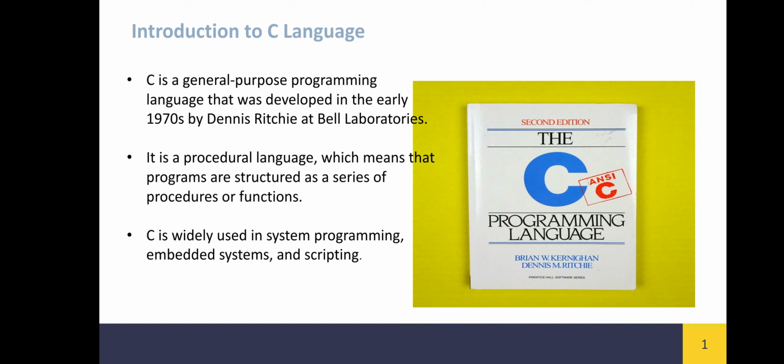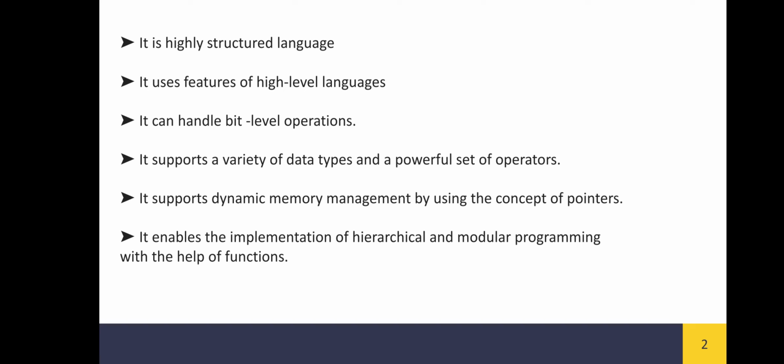C is a general purpose programming language that was developed in the early 1970s, that is 1972, by Dennis Ritchie at Bell Laboratories. It is a procedural language, which means that programs are structured as a series of procedures or functions. C is known for its simplicity, efficiency, and low level control over computer hardware, making it a popular choice for programmers. C is widely used in system programming, embedded systems, and scripting.